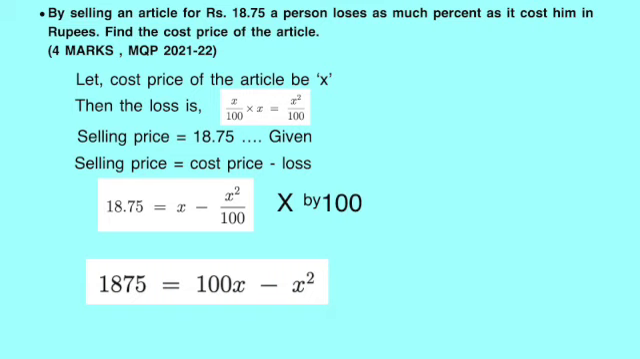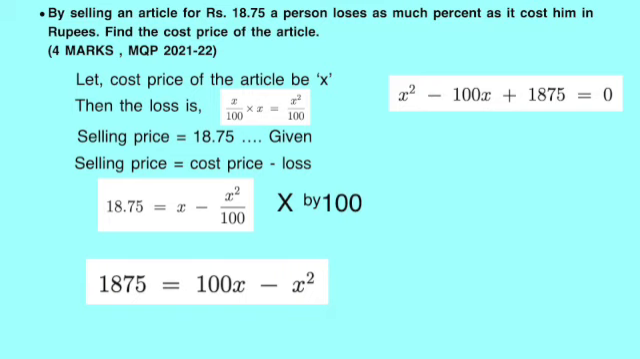Now see the equation. Is it in the standard form or not? Is this equation in the form of ax square plus bx plus c is equal to 0? No. This is not in the standard form. Therefore, we have to bring this equation to the standard form, that is ax square plus bx plus c is equal to 0. When we bring this equation in the standard form, it looks like this: x square minus 100x plus 1875 is equal to 0. Here what I did is, I transferred minus x square to this side, and 100x to this side, therefore it becomes x square minus 100x plus 1875 is equal to 0.